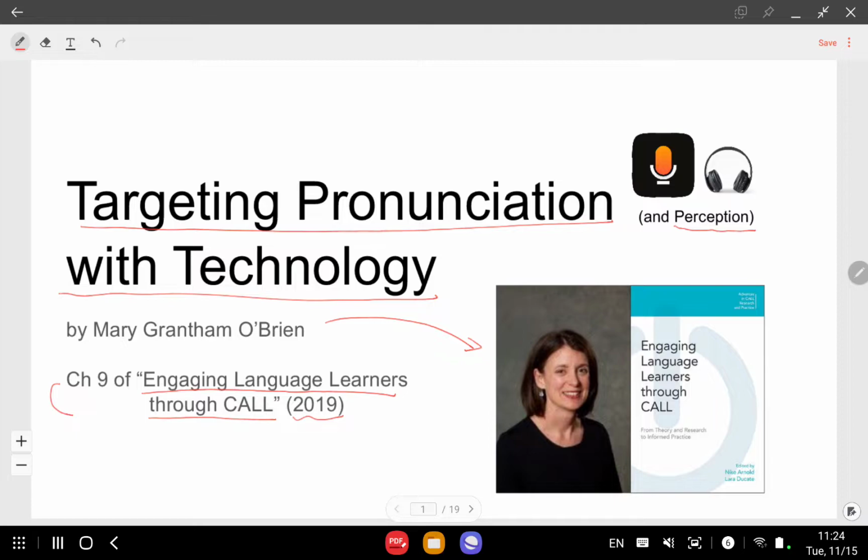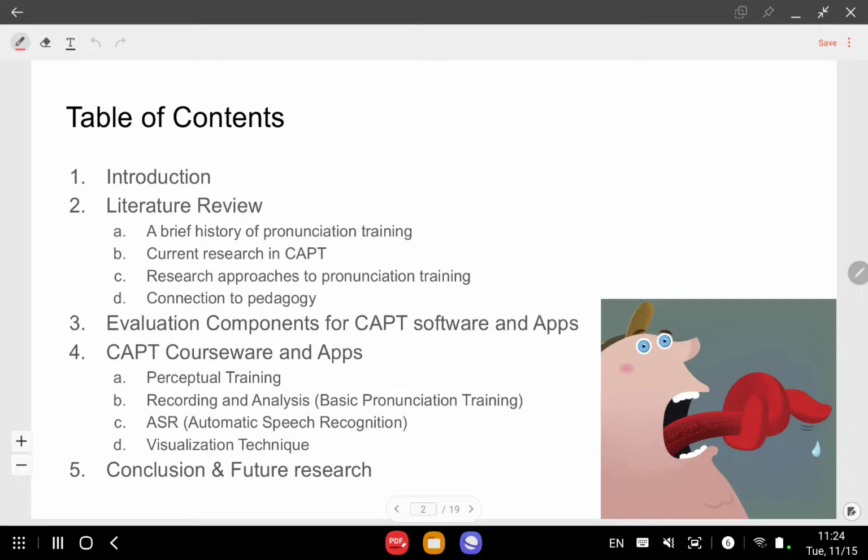But from what I've seen in the references in this book chapter, it seems like this chapter was written in 2017 instead of 2019. So let's get into it. And here's the table of contents. So I'm going to cover from the introduction to conclusion and future research.